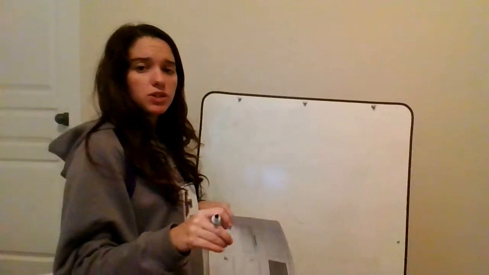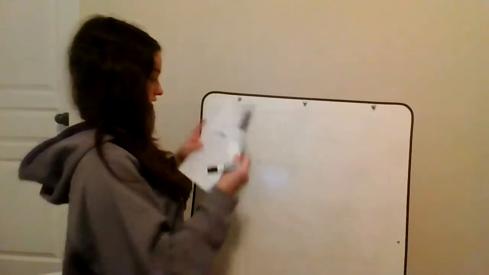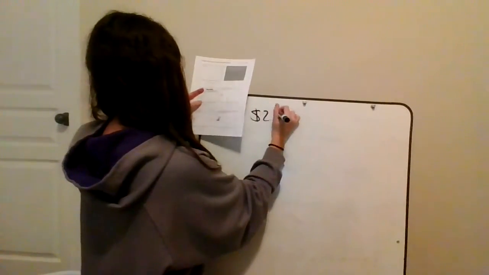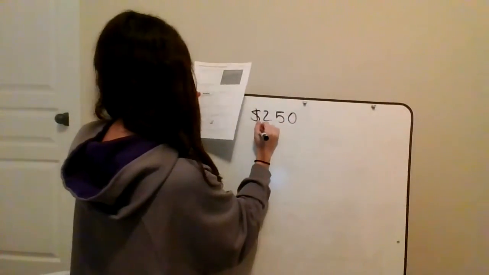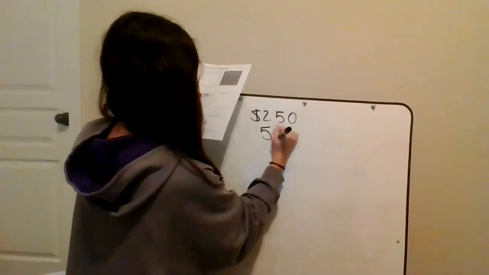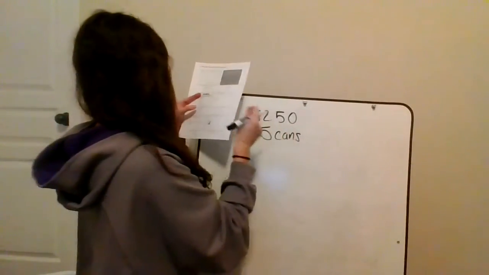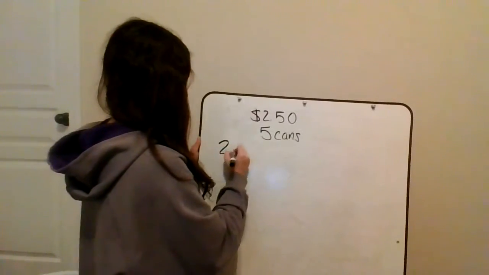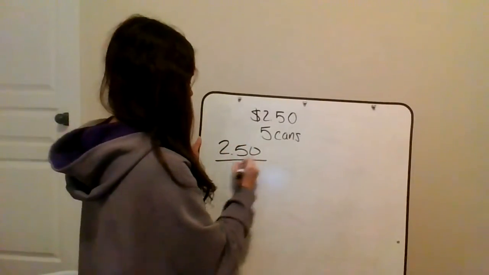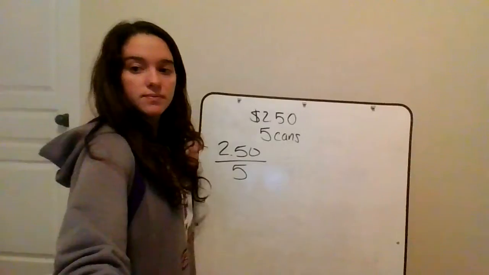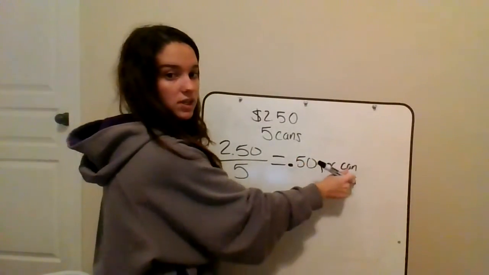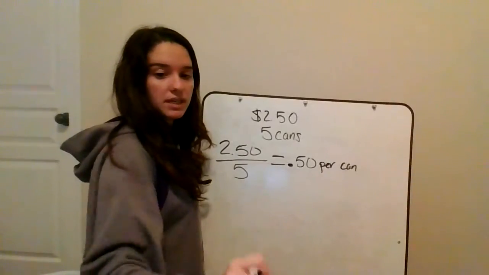Alright, we're going to do one more unit rate and then we're going to move on to complex fractions. $2.50 per 5 cans. Find the price per can. So the price is $2.50 over 5. That's going to leave me with 50 cents per can. So it's going to cost 50 cents per can.